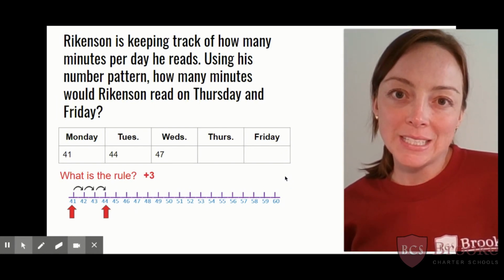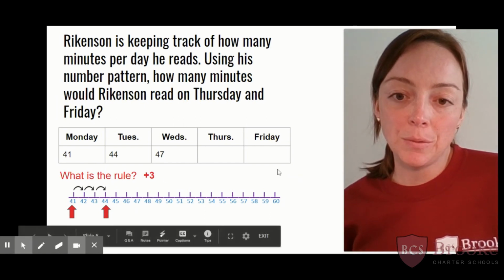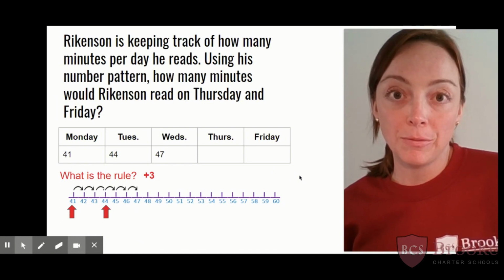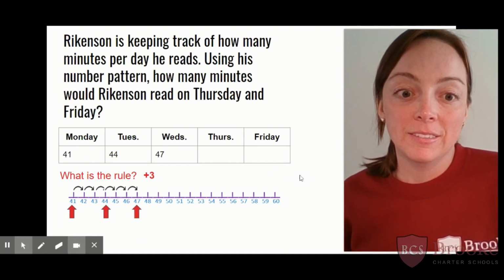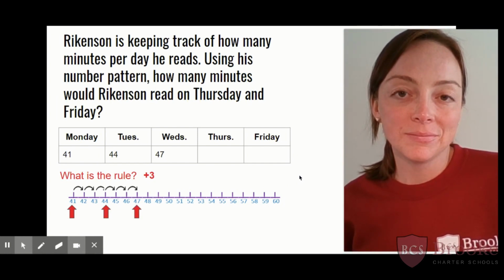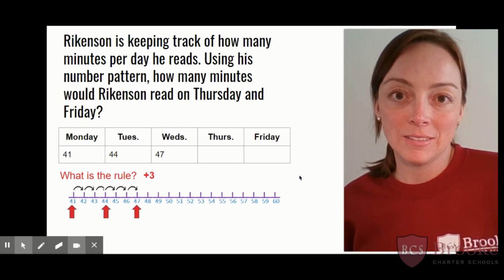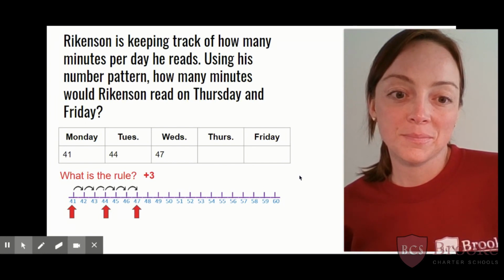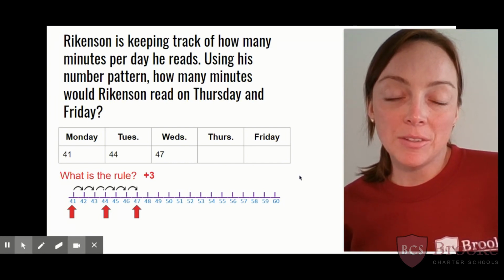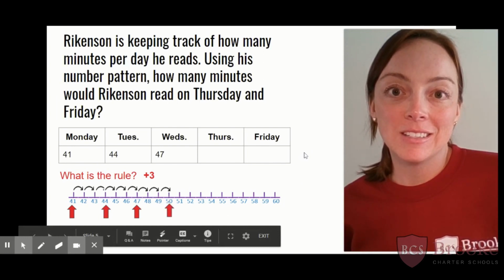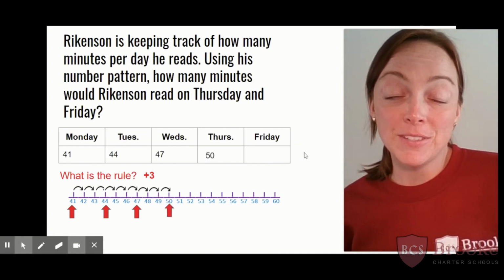So what would come after 47? I know after 41 was 3 more jumps, 44, 3 more is 47. But what about after 47? What's plus 3 from 47? 47 plus 3 more jumps would land on 50. Nice job, first grade. So on Thursday, Rickinson would read for 50 minutes.